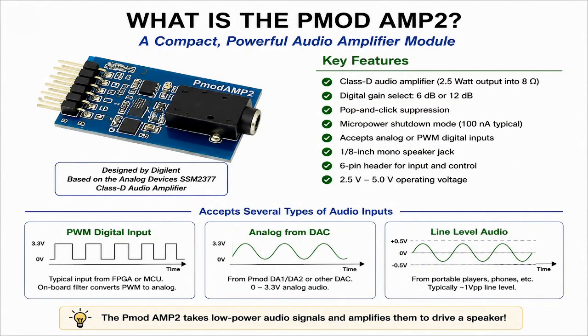The FPGA itself can generate digital signals very accurately, but it cannot supply enough current to drive a speaker directly. That's the job of the amplifier. The AMP2 accepts a PWM signal from the FPGA, amplifies it, and provides enough power to drive a small speaker while also giving us gain and shutdown control.